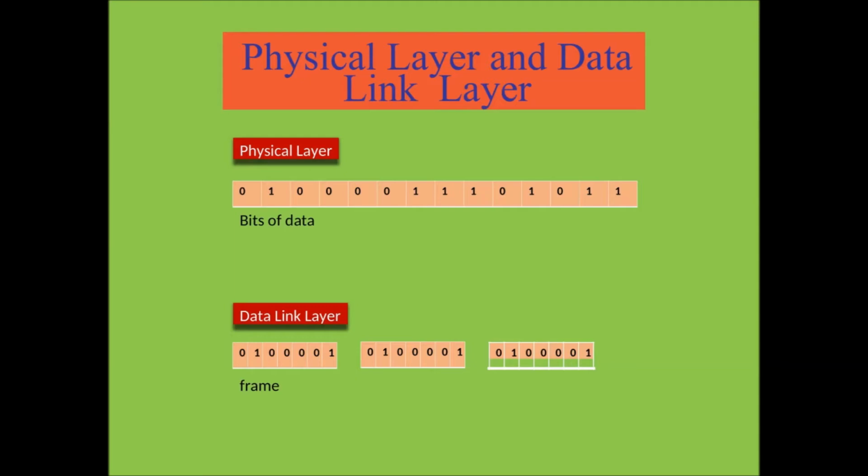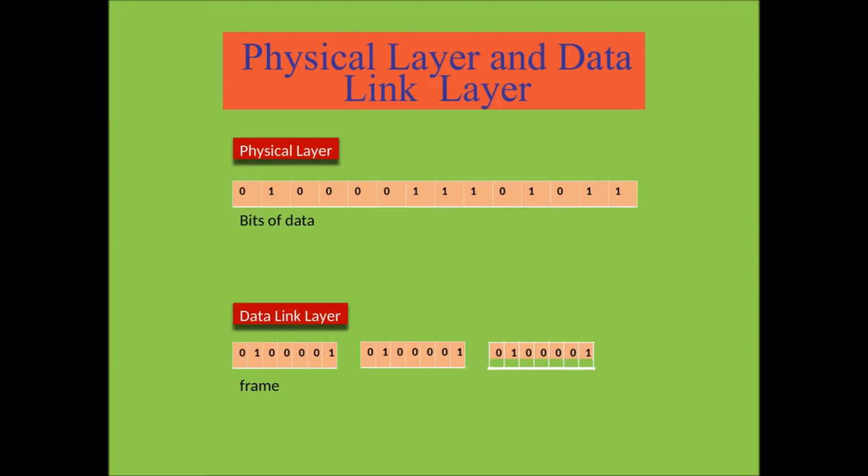Data is converted into bits, and bits are converted into signals, and those signals are transmitted on the physical layer, or on the physical medium. The pattern of data you can see over here is 0 1 0 0 0 0 1 1 1 0 1 0 1 1. So the data is transmitted in the form of consecutive bits, or signals. Signals are not shown over here, but bits are shown, and this is the actual data.